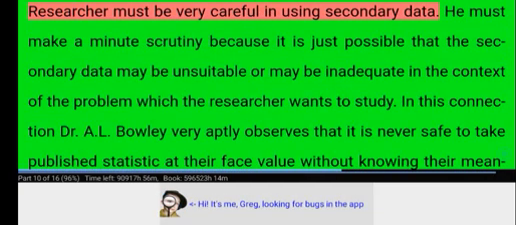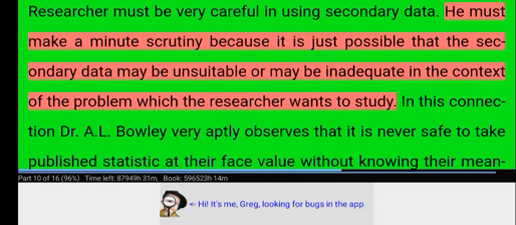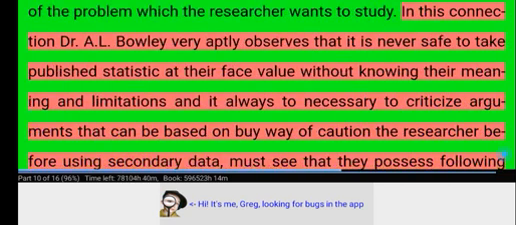Researcher must be very careful in using secondary data. He must make a minute scrutiny because it is just possible that the secondary data may be unsuitable or may be inadequate in the context of the problem which the researcher wants to study. In this connection, Dr. A. L. Bowley very aptly observes that it is never safe to take published statistics at their face value without knowing their meaning and limitations, and it always is necessary to criticize arguments that can be based on them, by way of caution. The researcher before using secondary data must see that they possess the following characteristics.